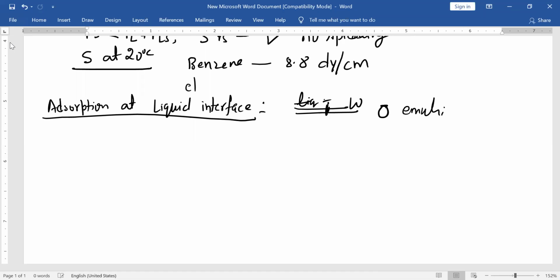और यहाँ पे हम जो इस इंटरफेस को रिड्यूस करने के लिए जो इंग्रेडिएंट्स या जो भी एजेंट्स यूज करते हैं, that agents is known as surfactants.